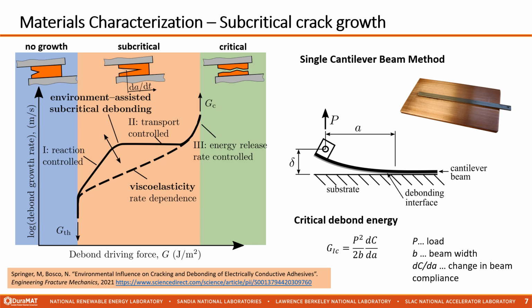We can differentiate between three crack growth regions. No crack growth: here, the debond driving forces are too small to cause any crack initiation or propagation. Critical crack growth: here, the debond driving forces are high enough to cause crack initiation and propagation, and possibly ultimate failure of the ECA joint.